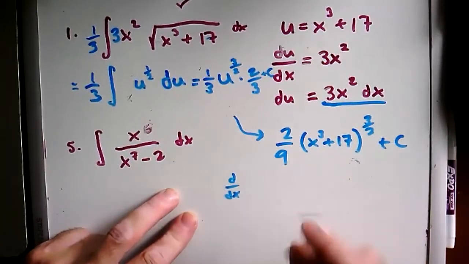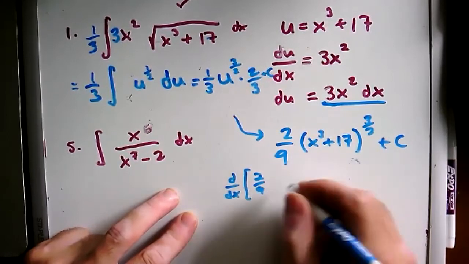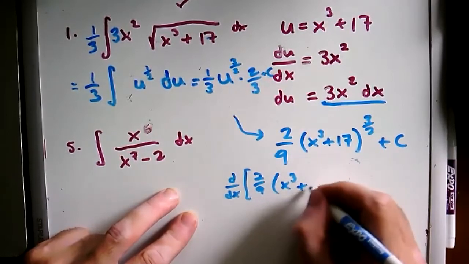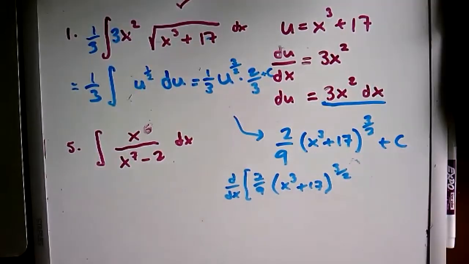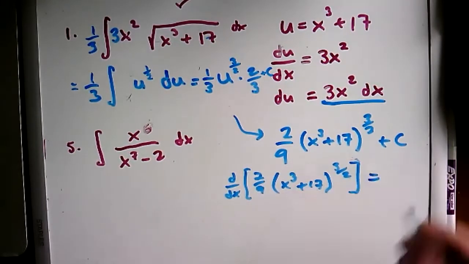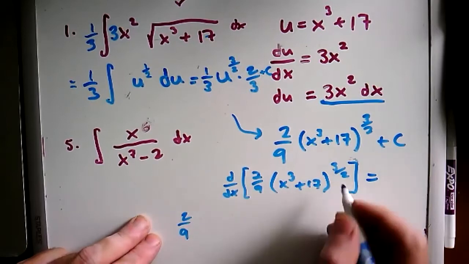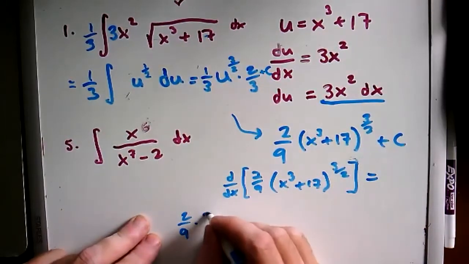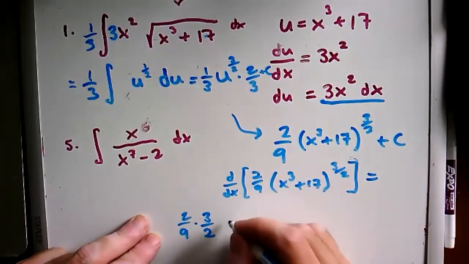So let's take d dx of the following. d dx of 2/9 times x cubed plus 17 to the 3/2 power. Okay, well, let's see. What are we going to get? We have a chain rule problem here. So we have 2/9. That's just a constant multiple. The 3/2 is going to come out in front, so 3/2, right? That comes out in front.